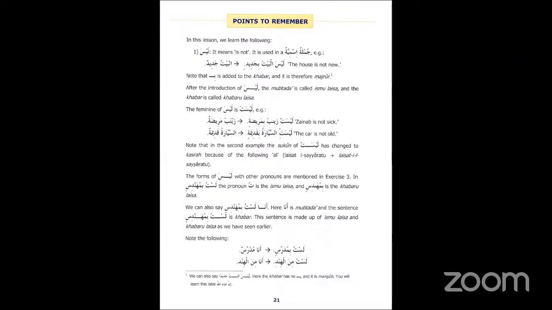In this lesson, we learn the following. Laysa means "not". It is used as a jumlatun ismiya. Example: al-baytu jadidun becomes laysa al-baytu bijadidin, the house is not new. Note that ba is added to the khabar and it is therefore majroor. After the introduction of laysa, the mubtada is called ismu laysa and the khabar is called khabaru laysa.